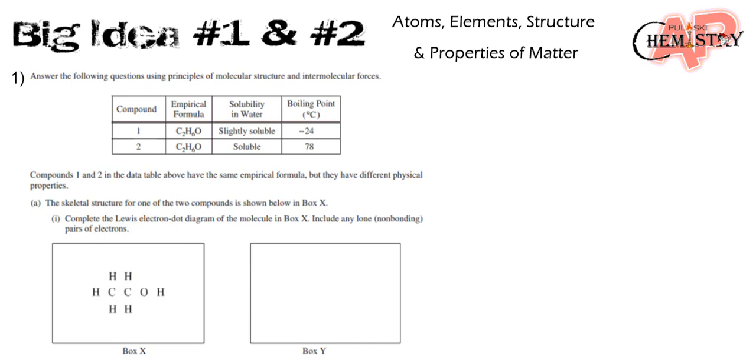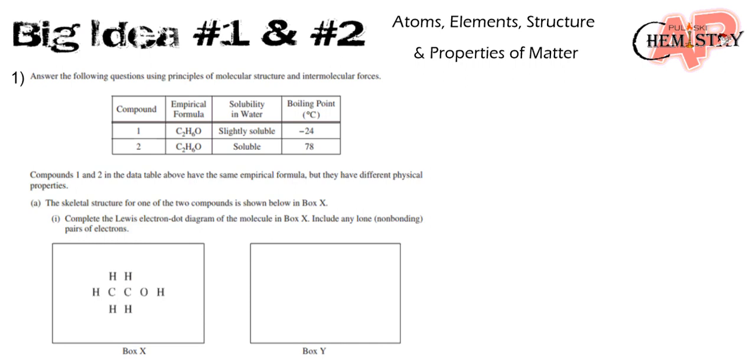So right away, it lays it out for you using principles of molecular structure and intermolecular forces. So they give you two compounds, they give you the formulas, they say if they're soluble in water, and they give you some boiling points. All right. So compounds 1 and 2 in the data table above have the same empirical formula, but they have different physical properties. Quickly, empirical formula means the simplest whole number ratio.